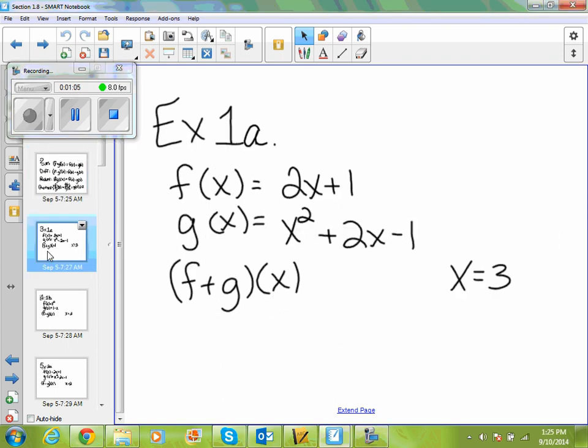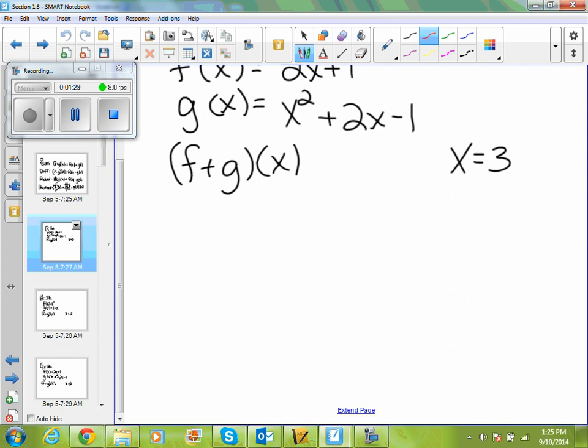Okay, so let's actually look at doing some of that. So 1a says f of x equals 2x plus 1, and g of x equals x squared plus 2x minus 1. And we need to find our sum, f plus g of x. And then we need to figure out what that means when x equals 3.